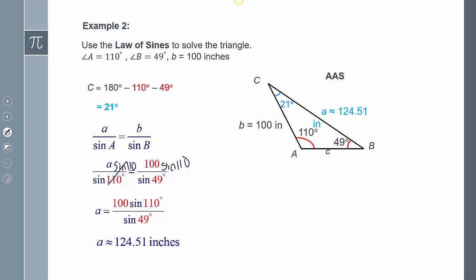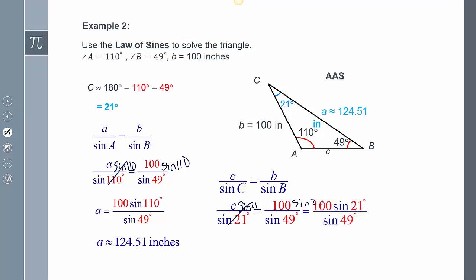My next one, C. So I'm going to say C over sine C equals B over sine B. And so plugging the information in, I can get C by itself by multiplying both sides by the sine of 21. So I get C equals 100 sine 21 over sine 49. I enter that into my calculator, and so that's going to give me 47.48 inches.